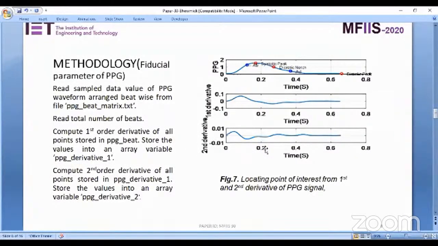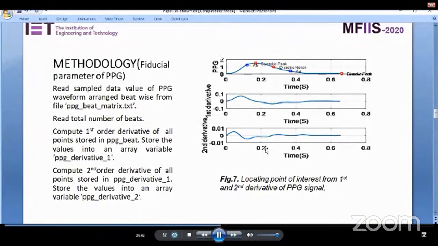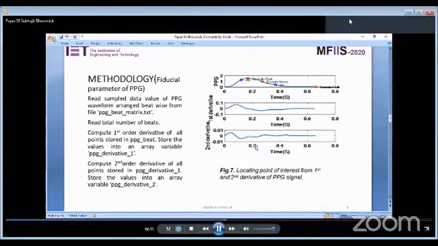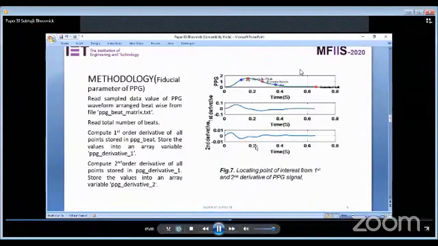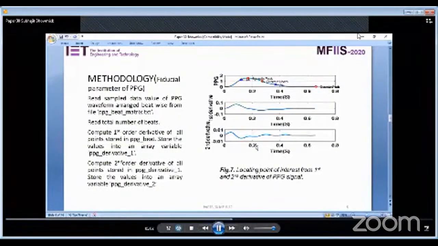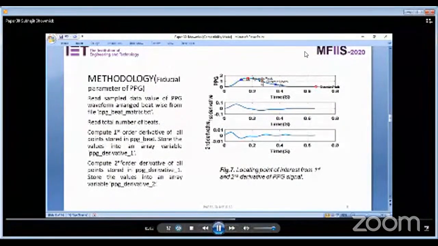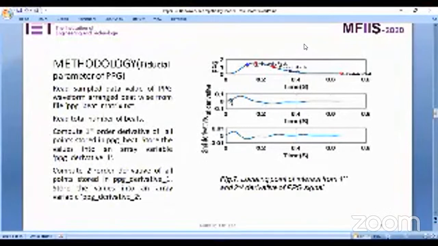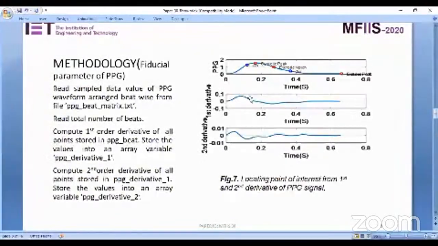Then come to the next step, determination of fiducial parameters. Read the sample data values of the PPG waveform arranged beatwise from the txt file. Compute the first order derivative of all points stored in the array variable and store the values into a new array variable. In the diagram, this is a single beat PPG signal. In the diagram, this one is the PPG signal after the first order derivative, only one single beat.